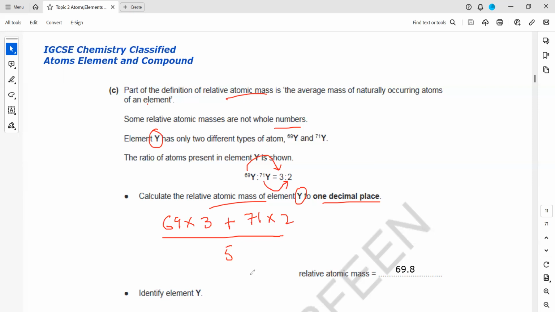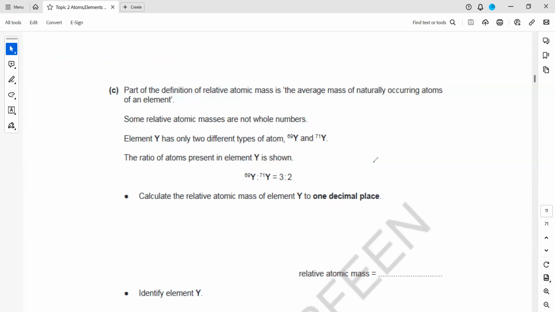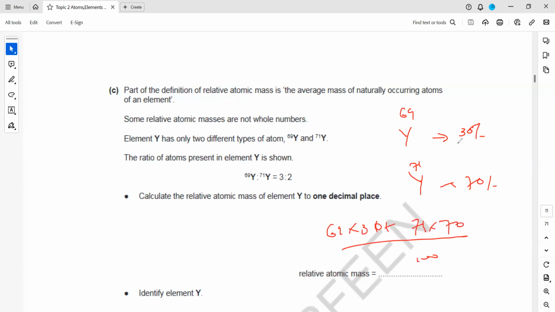Is it clear how to work out the average mass of the two isotopes? They can give you the percentage as well in the exam. If a percentage was there, for example Y69 was 30% and Y71 was 70%, then it will be 69 into 30 plus 71 into 70 divided by 100. So when a percentage is given, you divide the total sum by 100.